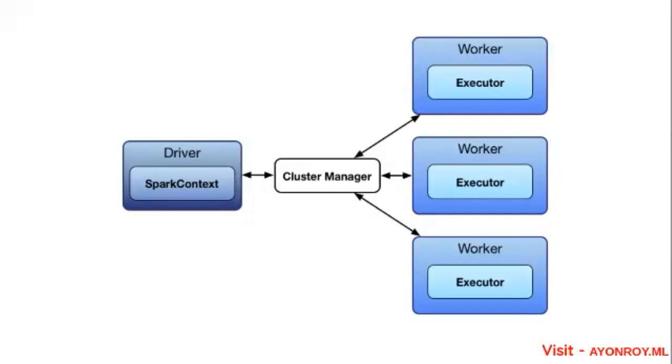Spark context gives you the plan or the context through which you should process your data. Then it has a direct relation with a cluster manager. The entire work is divided into 3 or 4 chunks. These are called workers. Workers have executors. Executor is the main part where the actual processing takes place.